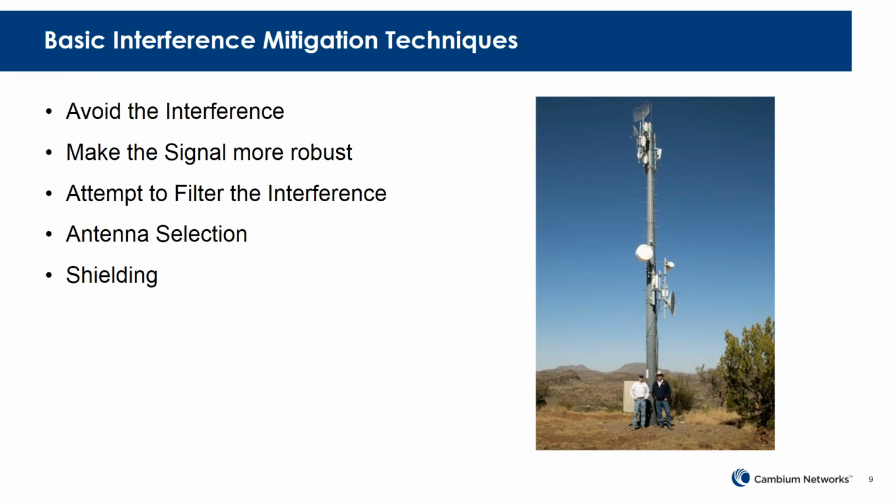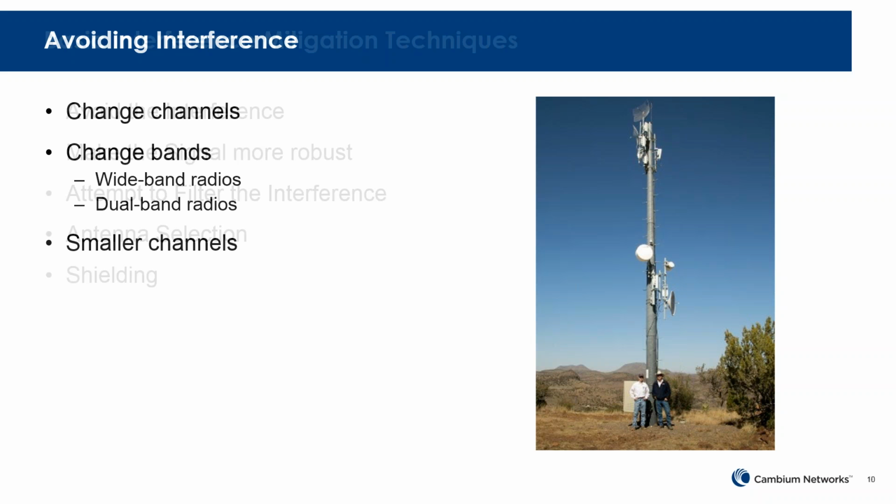So moving on now, going into some of the mitigation techniques. Now that we've talked about signal to noise and the different types of interference, the basic interference mitigation techniques that I put down are: 1, you can avoid the interference; 2, you can make the signal more robust; 3, you can attempt to filter the interference; 4, antenna selection; and 5, shielding. This isn't an exhaustive list by any means, but these are some of the most common techniques that you'll run into today. So let's get started on avoiding interference.